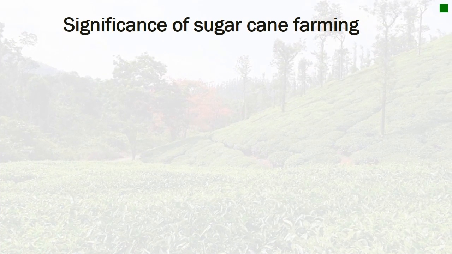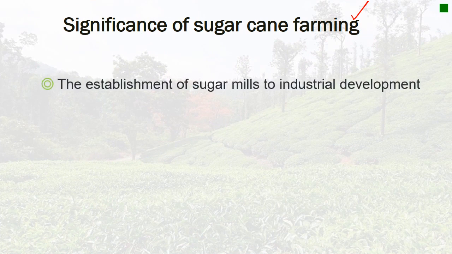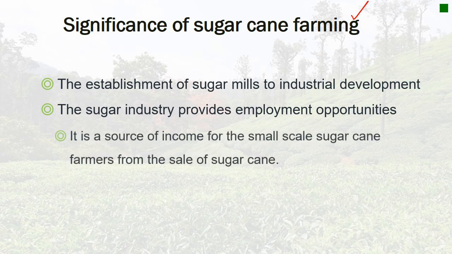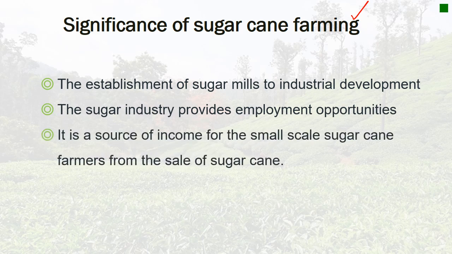We have significance of sugarcane farming. First, establishment of sugar mills leads to industrial development. The sugar industry provides employment opportunities to various individuals, improving their livelihood. Next is it is a source of income for the small-scale sugarcane farmers from the sale of sugarcane to various factories.